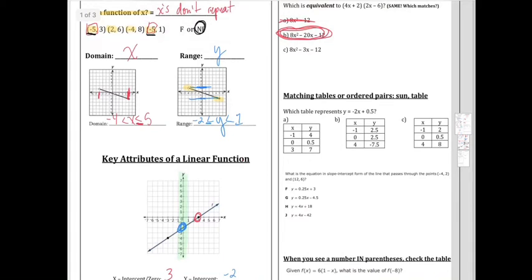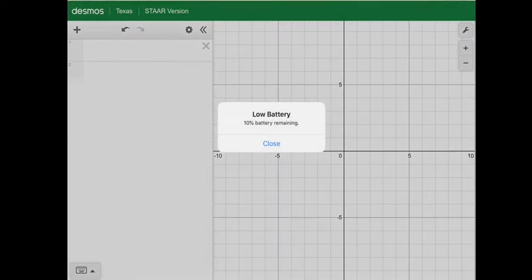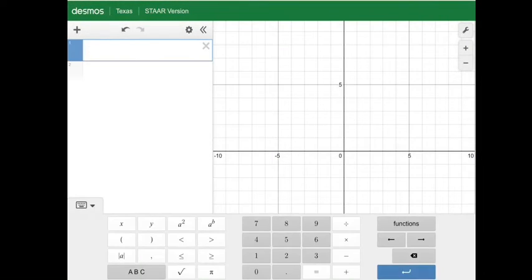In this next one here, I see a y equals, so I'm going to go to Desmos. Let's zoom in so you can see it better. So I'm going to use Desmos to see this one here. I'm going to type y equals negative 2x plus 0.5.